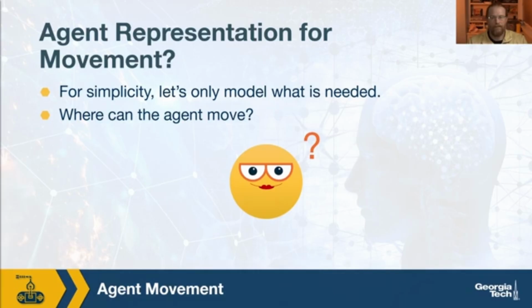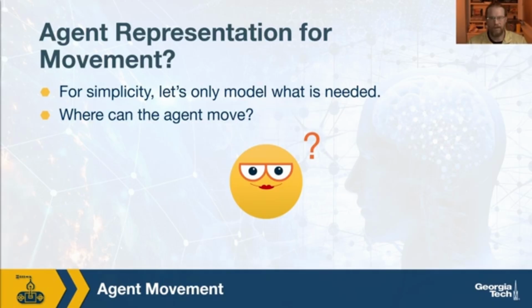So first of all, let's consider agent representation for our movement. So we really only want a representation for the elements of the game from an AI perspective to be as simple as possible, because that's going to make it easier to compute, keeping in mind that AI has limited resources to calculate anything that needs to be done.